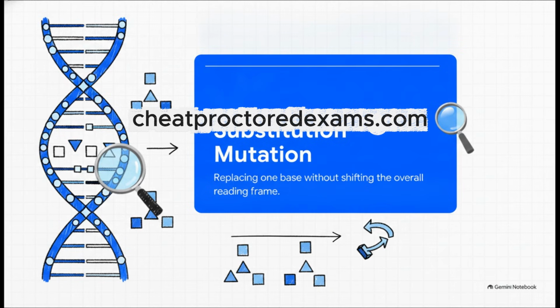If you insert or delete nucleotides, like in options A and C, you mathematically shift that entire triplet frame down the line. And option B literally has frameshift in the name, so we definitely know that one doesn't maintain the frame. That leaves us with option D. A substitution mutation simply swaps out one base for another. Because you aren't adding or subtracting the total number of bases, the reading frame stays perfectly intact.